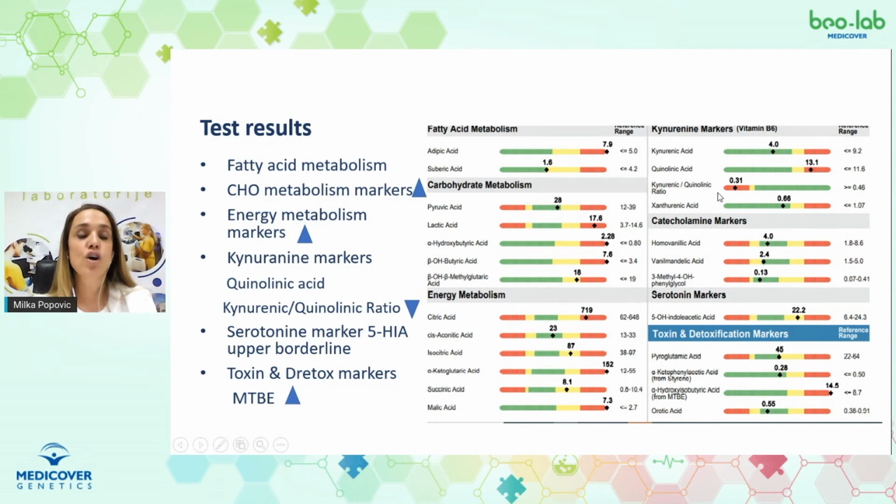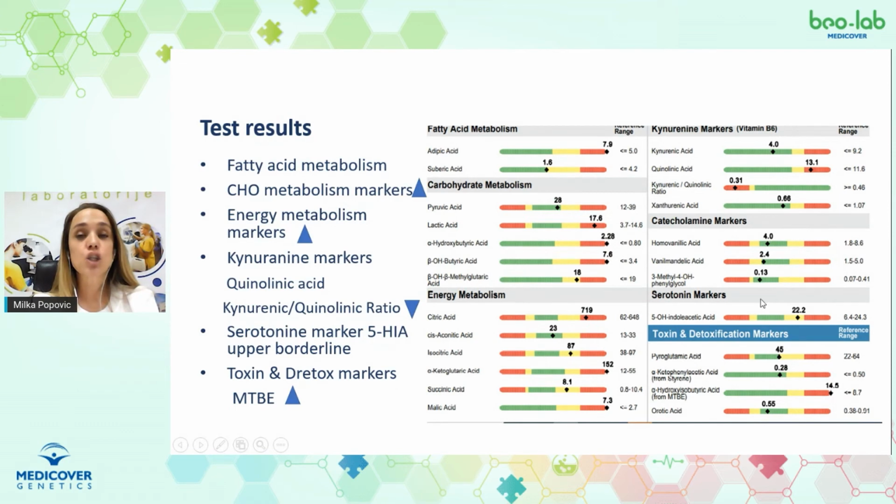Now we have quinolinic acid quite elevated, and this ratio, which should be high, the quinolinic and kynurenic acid ratio, is changed and low. So this is quite often and commonly seen, and it would be interesting to investigate why, but I think that we can guess at the answers to these questions.